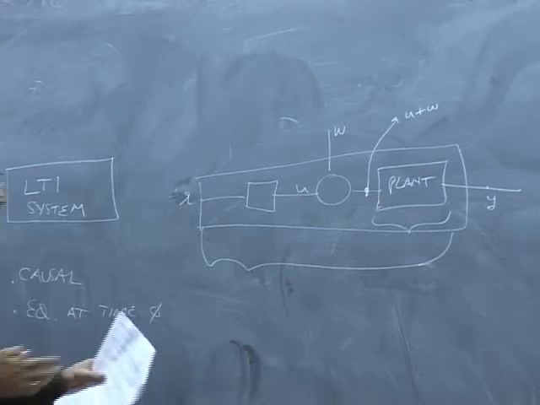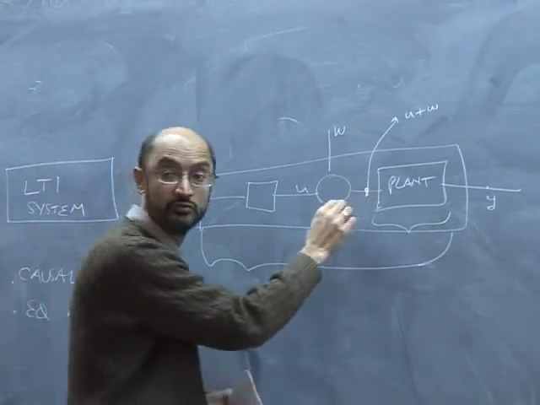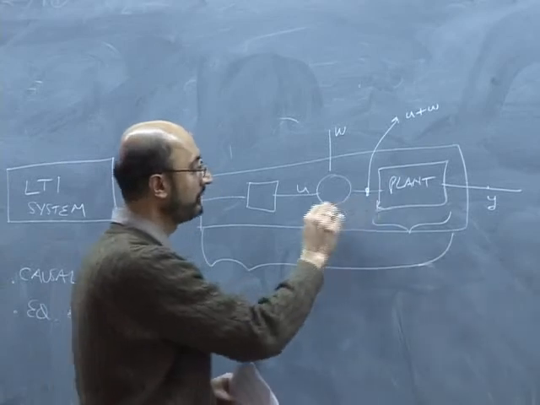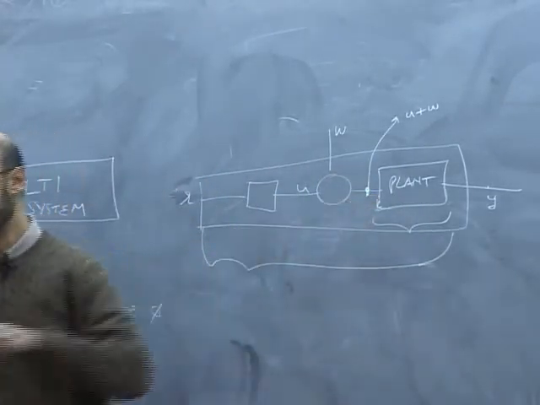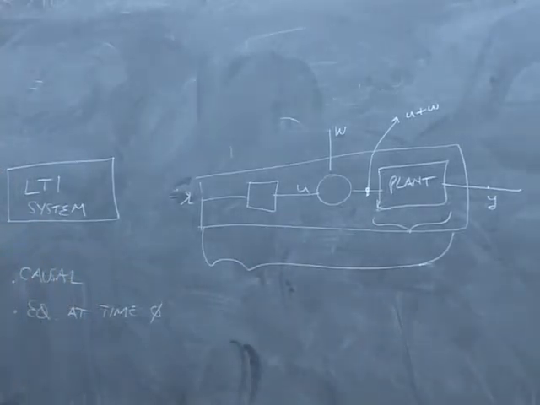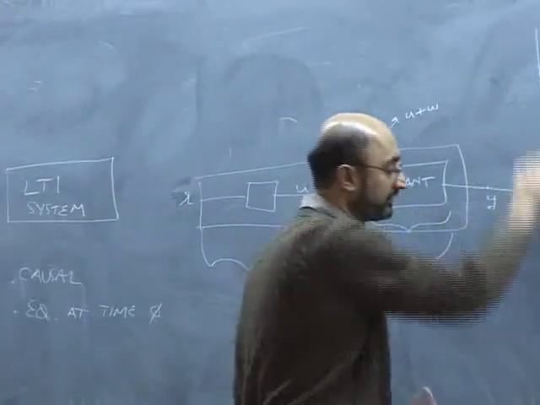So the plant has some response to U, but we really want to know how it responds to the combination of U plus W, because that's really what's coming into it. And when we model the web server in just a moment, you'll see that this is what we have to do. So having said this, let's look at what the impulse response is.